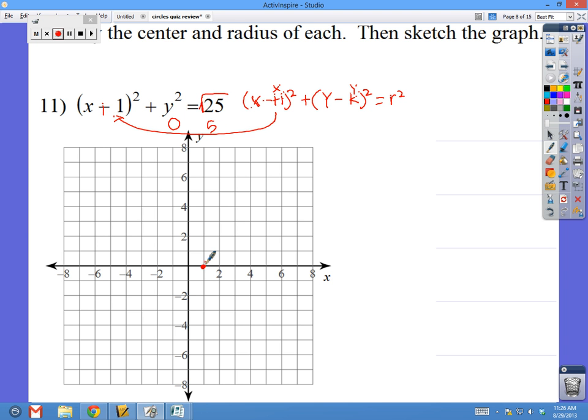So you count up 5 and down 5 and sideways 5 and the other way 5 and then you draw your circle, which I can't draw circles, so... Why do you have to square root 25? Because it is r squared, so you have to make it into the radius. So 5 equals the radius.